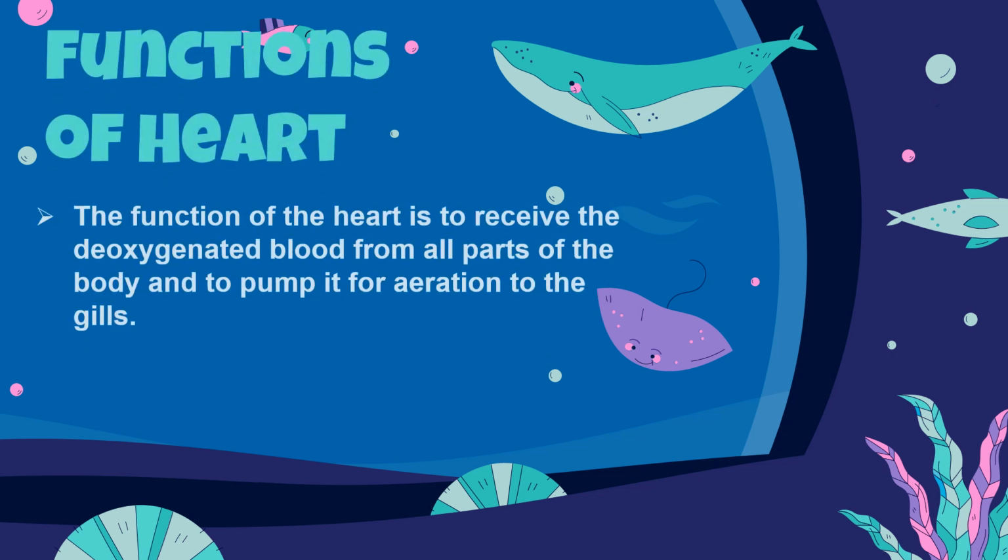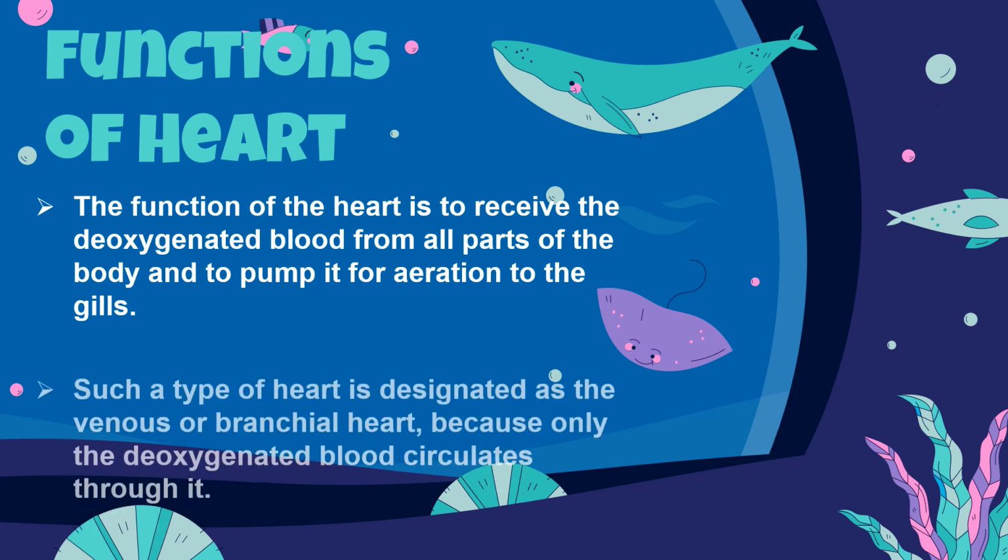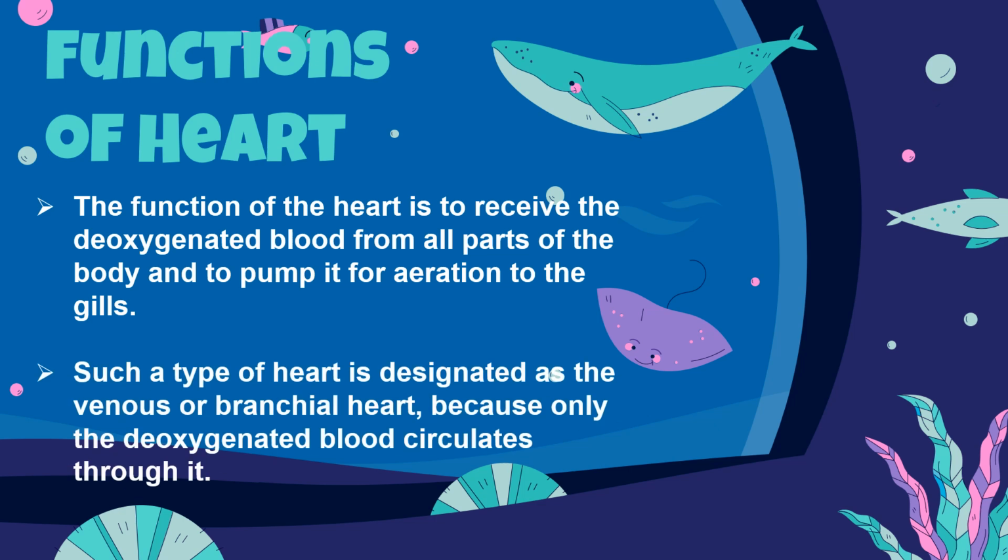Let's discuss the functions of the heart. The function of the heart in Scoliodon is to receive the deoxygenated blood from all parts of the body and to pump it for aeration to the gills. Such a type of heart is designated as a venous or branchial heart because only the deoxygenated blood circulates through it.